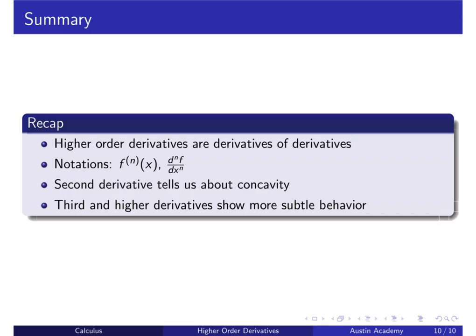Summary. Here's what we learned in this episode. Higher order derivatives are just repeated derivatives. Notation includes f to the n of x, or d to the n f over dx to the n. The second derivative tells us about concavity. Third and higher derivatives show more nuanced behavior in the graph.